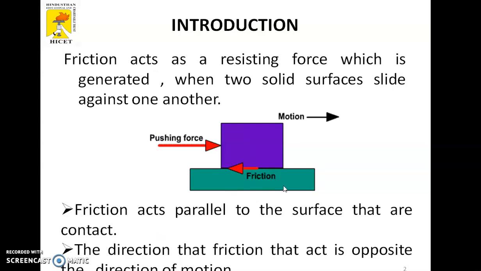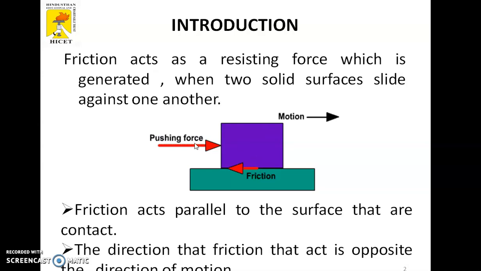It is a horizontal plane. We have placed a square block on the rough surface. Now we have to apply some force in the left hand direction. It is called a pushing force. Now what will happen? If the pushing force is more, the rigid body or the object moves like this. It is the direction of motion. Suppose when the pushing force is less, this block is not in motion, it is stationary.